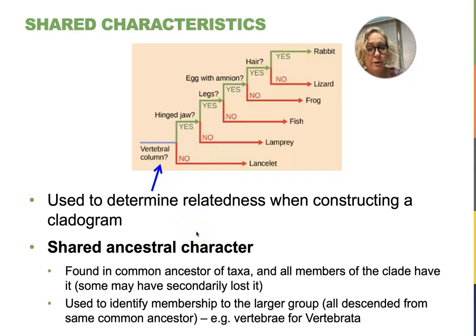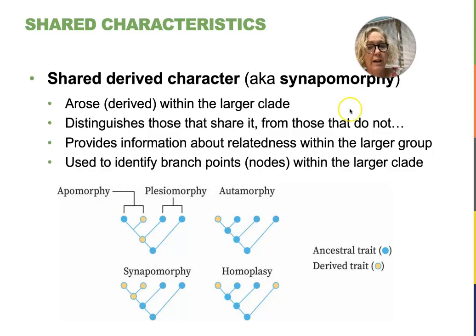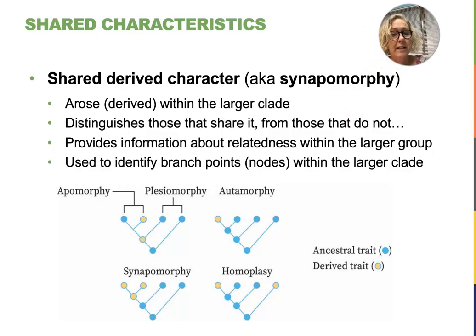This is used to determine relatedness when constructing these cladograms. And they are shared characteristics. Okay, shared characteristics. Synapomorphy. These arise within the larger clade. It distinguishes those that share it from those that do not. So those that have hair, those that are warm-blooded, those that are mammals, those that have a vertebrate. It provides information about relatedness within the larger group. That's what we use the clades for. Used to identify branch points within the larger clades.